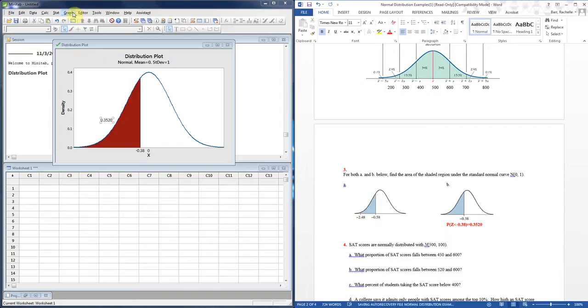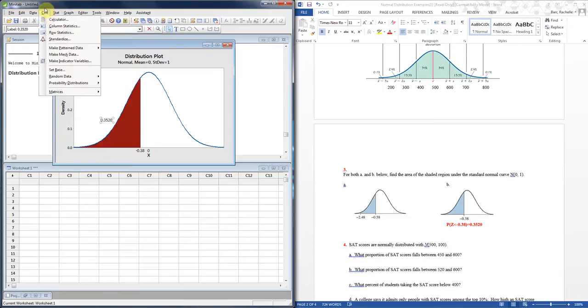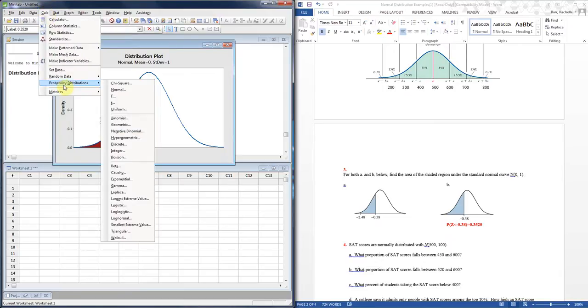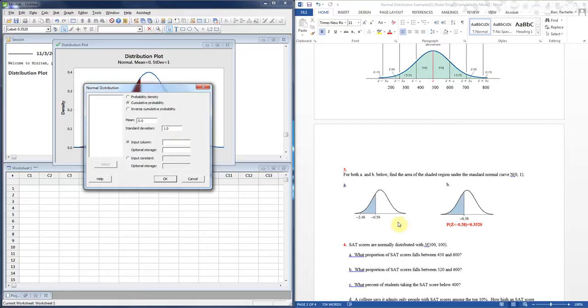So other than the probability distribution plot way of doing this, there's also the option to use the calculate menu, which has probability distributions on it. In particular, it has the normal. So I'm under calculate, aka the calc menu, probability distributions, and then normal. We're going to select this, and you have to go through some similar options. For this one, it will only do area to the left. So it'll only do situations like B. It will not do situations like A.